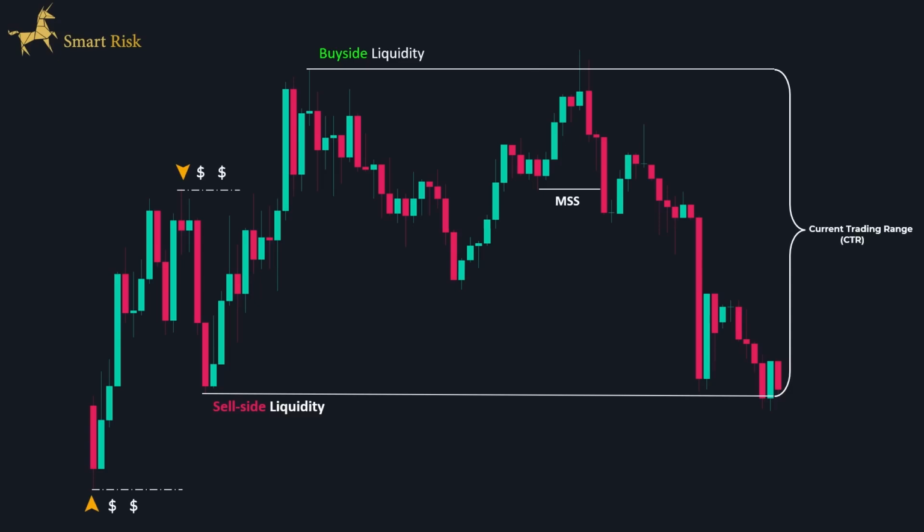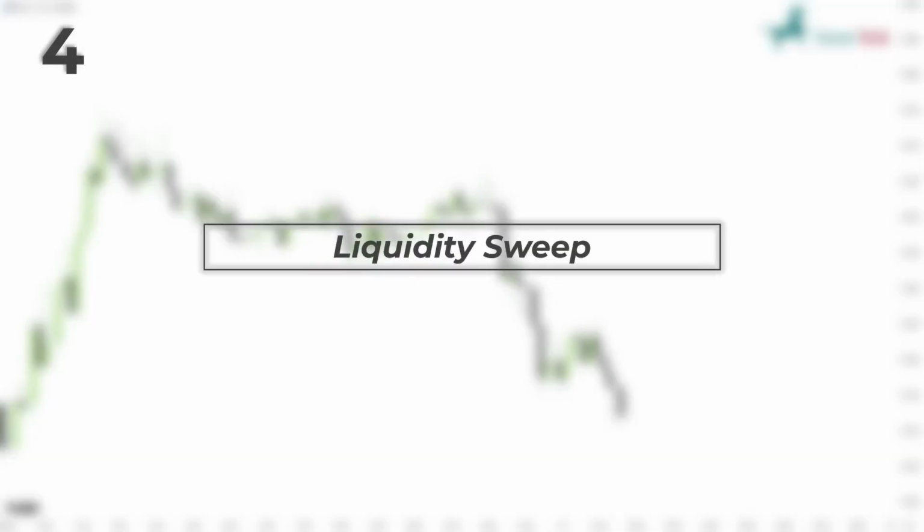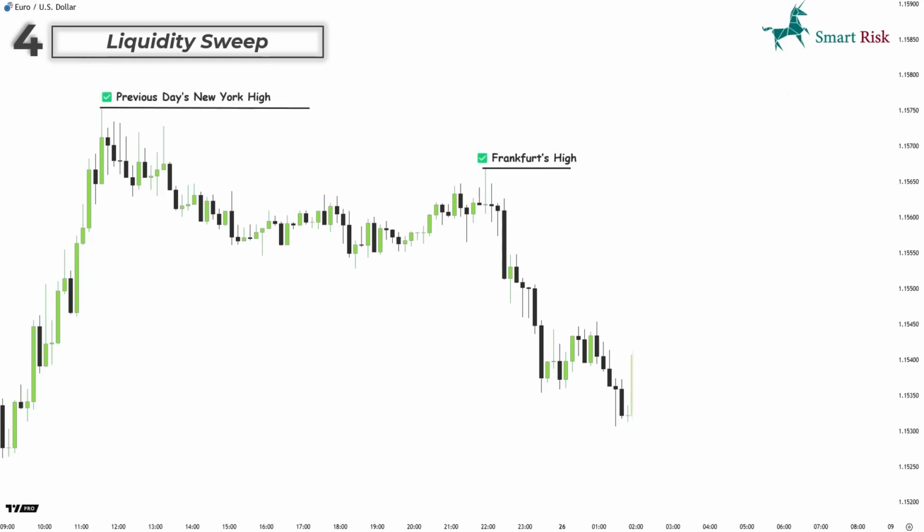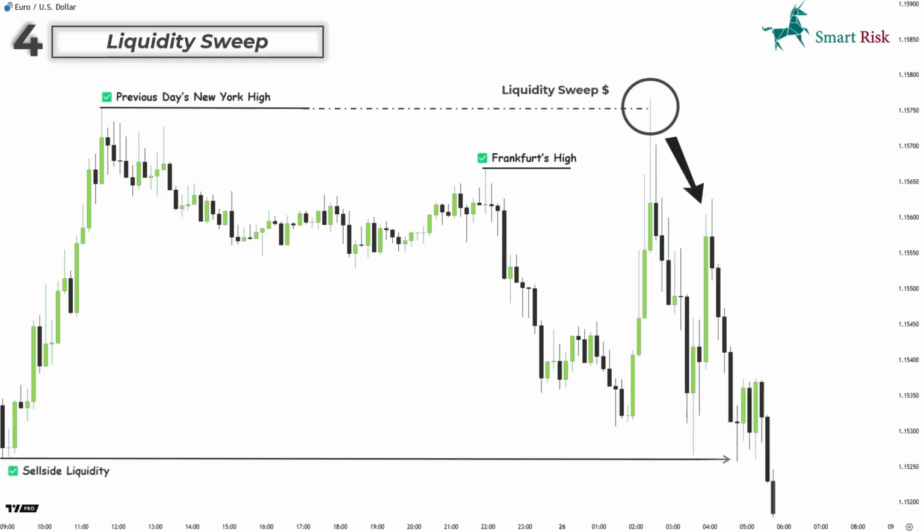Now that you understand dynamic liquidity and how price is driven inside a range, the next important hack we need to cover is the liquidity sweep. A liquidity sweep is all about one thing. Price takes liquidity above or below a key level, then immediately closes back inside that level's range, and from there, it drives price toward the opposite side's liquidity.